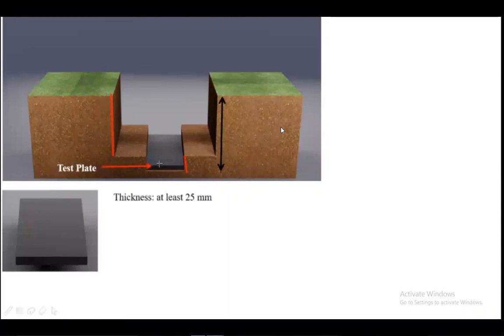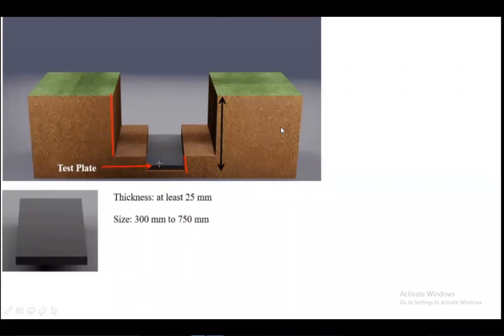This is what your plate looks like. The minimum thickness of the plate, which is made of course of mild steel, is 25 mm. Why 25 mm? Because with less than 25 mm your plate will bend after the application of load. So you will need at least 25 mm. You could go on the higher side, let's say 27, 30, 35. You can also do it like this.